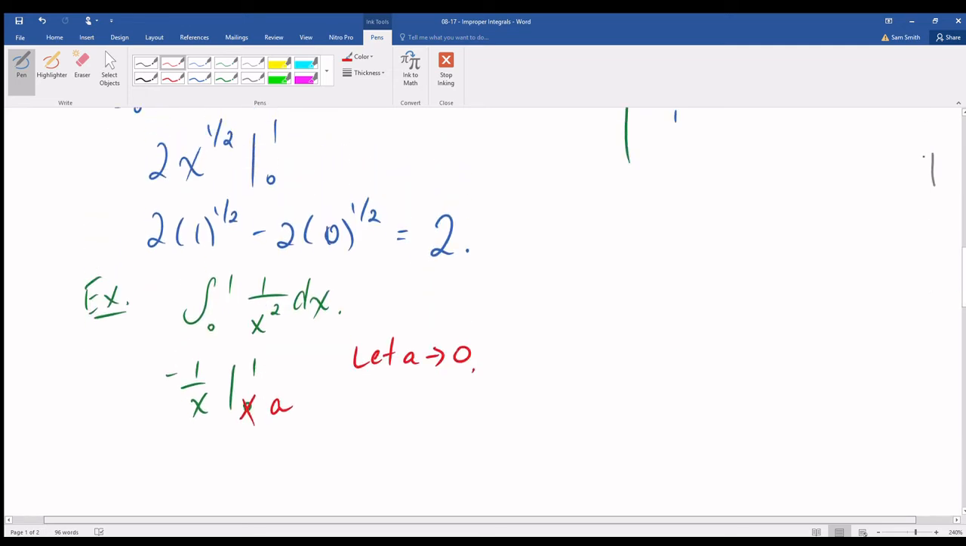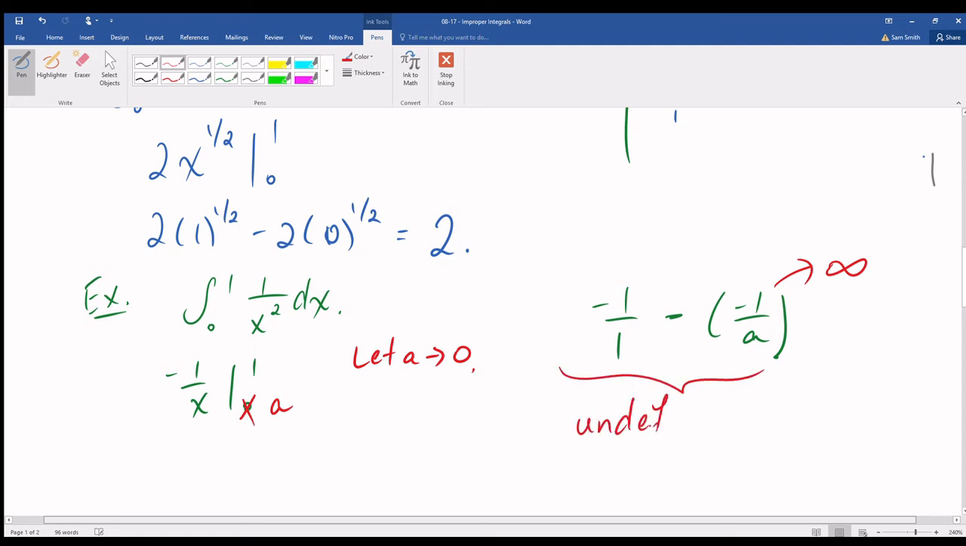Alright, so plugging in 1 gives me -1 over 1. Plugging in a gives me -1 over a. And if I let a approach 0, -1 over a is approaching infinity. So this quantity is undefined. And just by changing the integrand from 1 over square root x to 1 over x squared, for the same region of integration, one function gave me a finite area under the curve, but this new function has given me an infinite area under the curve.